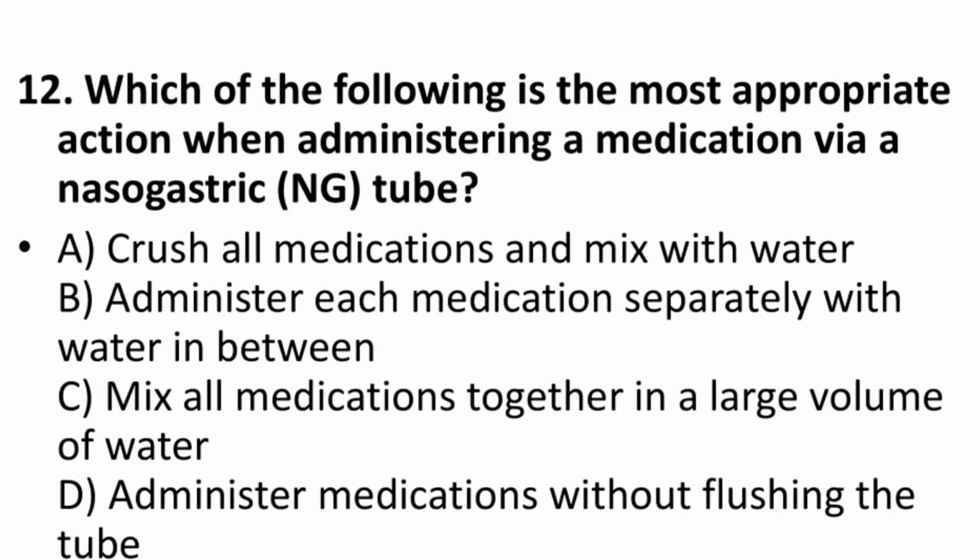Which of the following is the most appropriate action when administering a medication via nasogastric tube? Option A, crush all medication and mix with water. Option B, administer each medication separately with water in between. Option C, mix all medication together in a large volume of water. Option D, administer medication without flushing the tube.